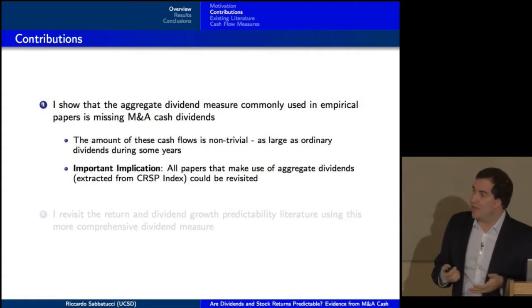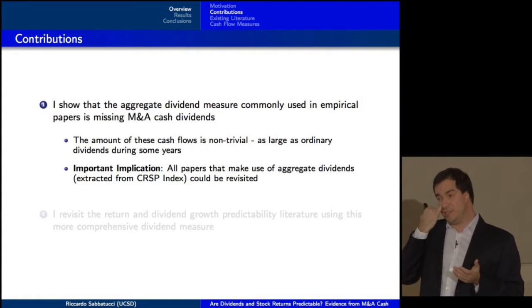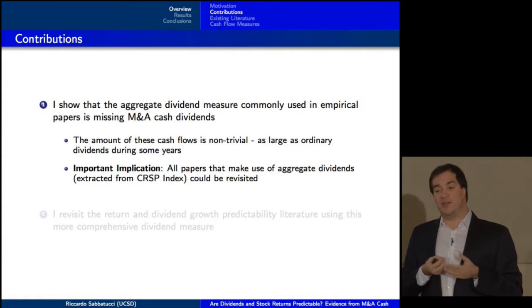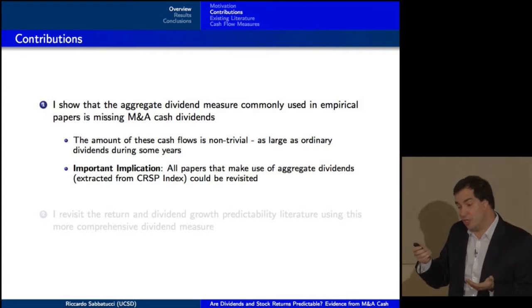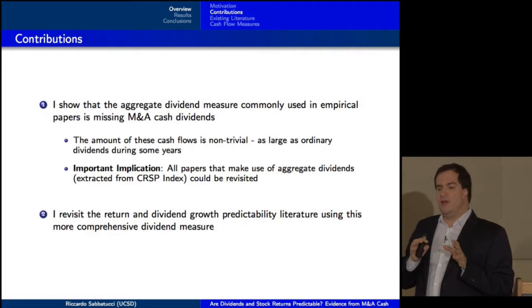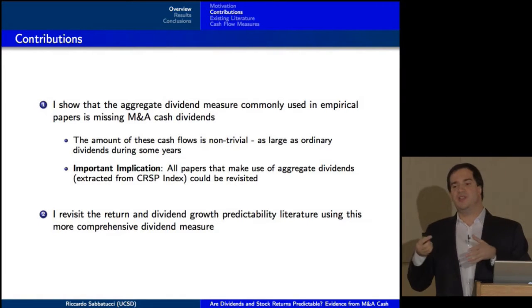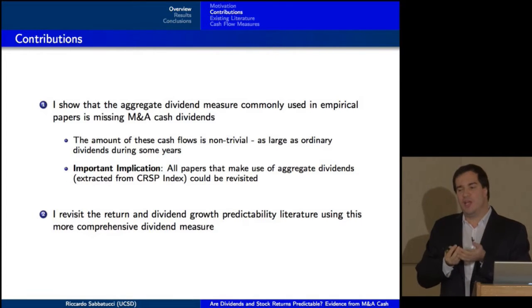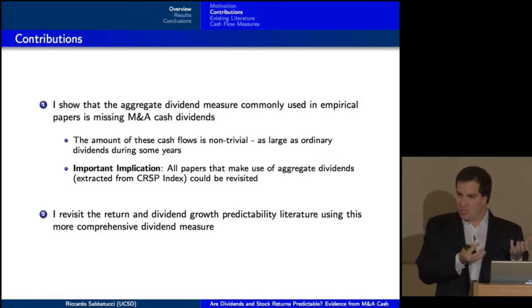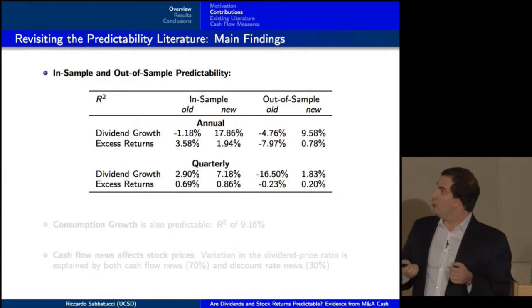An implication of that is that any paper that uses the aggregate dividend measure extracted top-down from the CRSP index could be revisited to see if results hold or implications change. In particular, I revisit the return and dividend growth predictability literature by using this more comprehensive measure, as I call it, of dividends that includes ordinary dividends plus cash dividends coming from M&A activities.